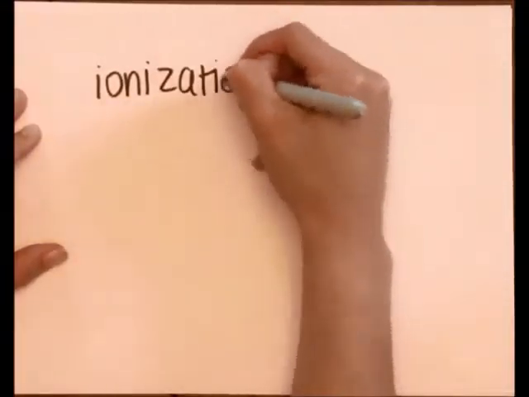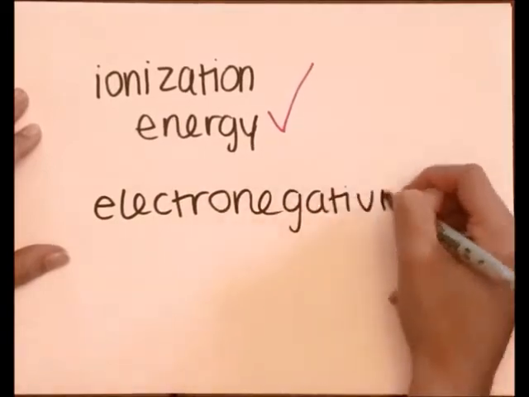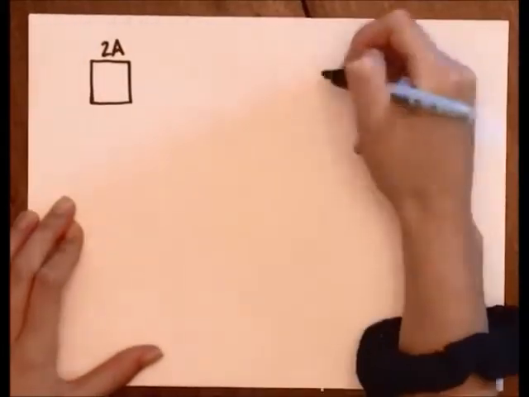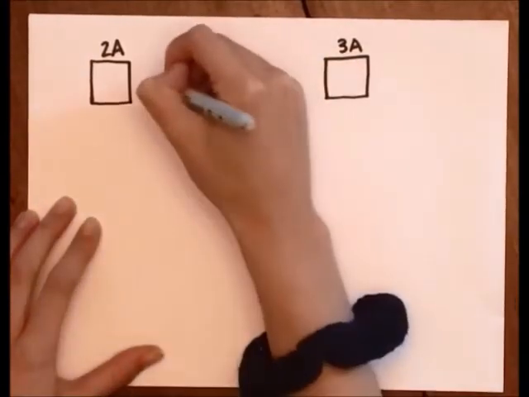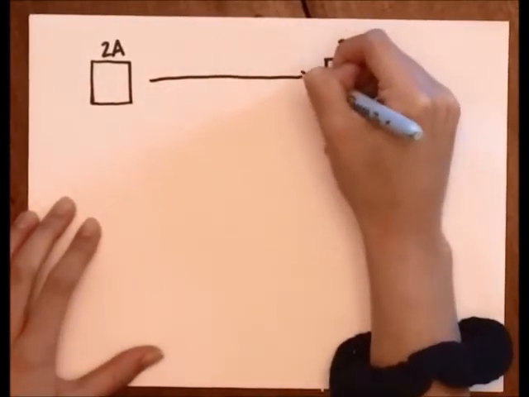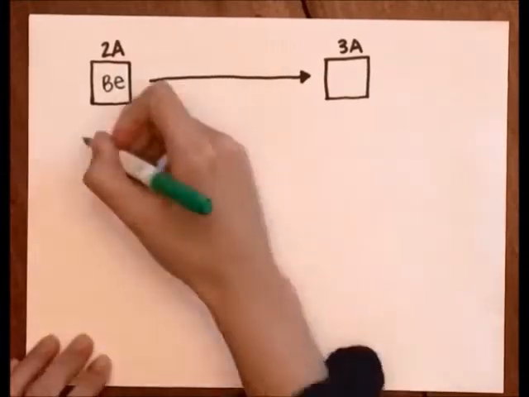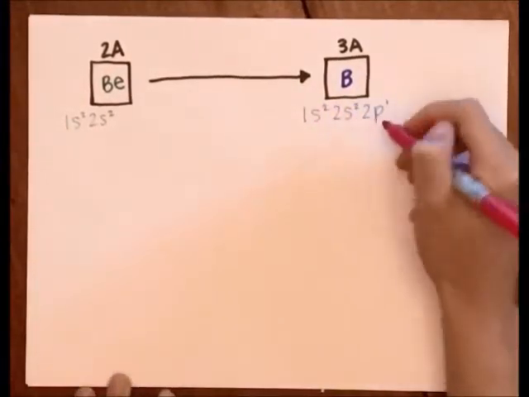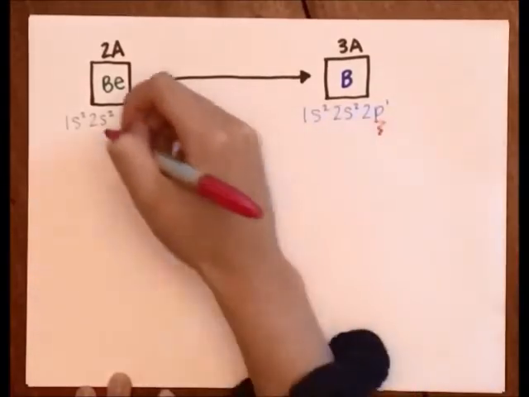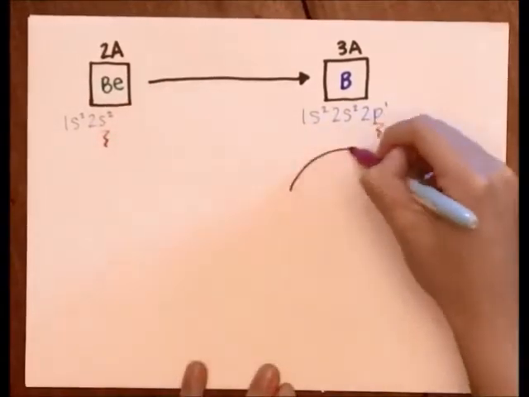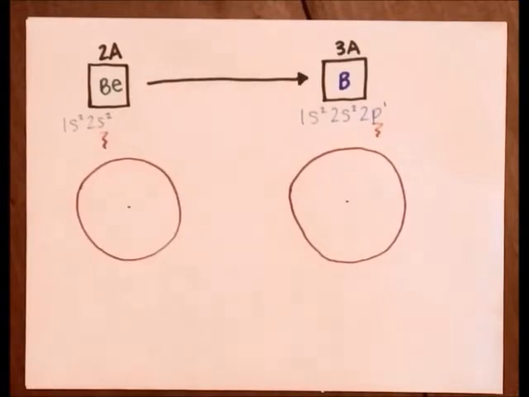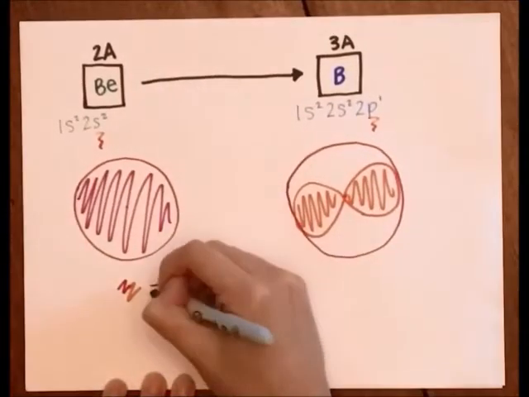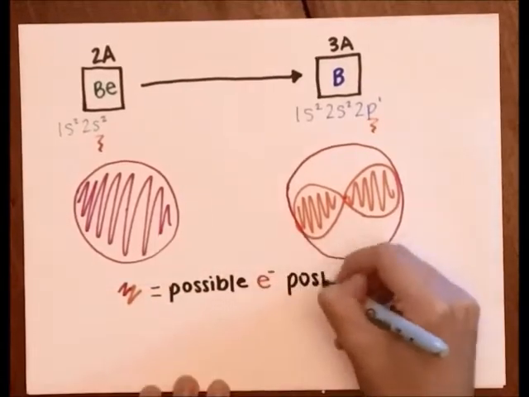One thing that ionization energy has that electronegativity doesn't is exceptions to these trends. One exception falls between groups 2A and 3A. Although ionization energy generally increases from left to right, beryllium has a greater ionization energy than boron. This is because boron's outermost electron falls in the p sublevel, while beryllium's only two valence electrons fill the s sublevel. This is important because there is a lower probability that boron's unpaired electron will be close to the nucleus, due to the way that p orbitals are shaped in comparison to s orbitals.